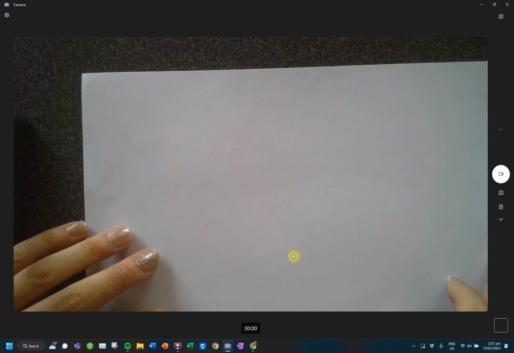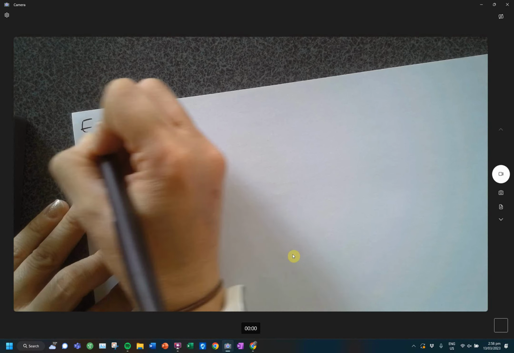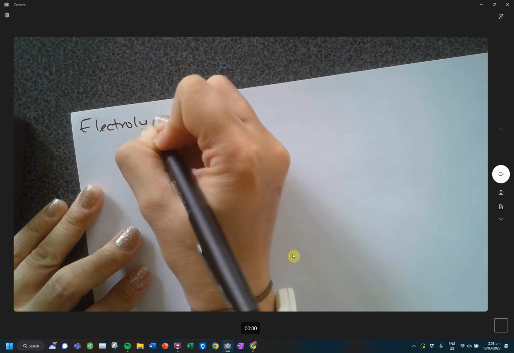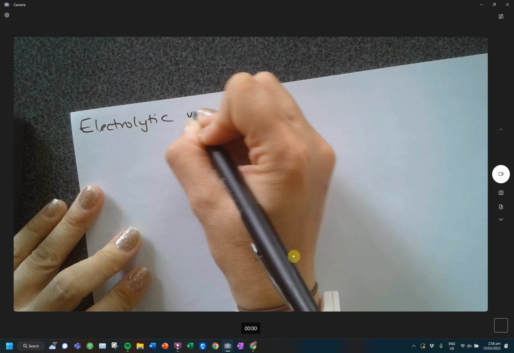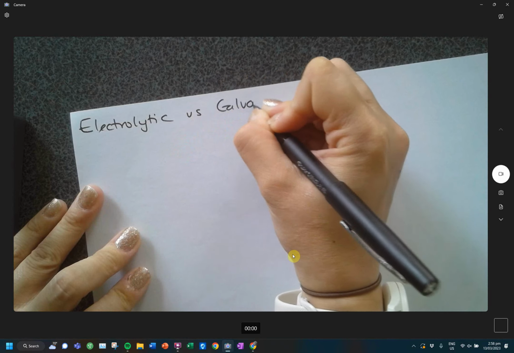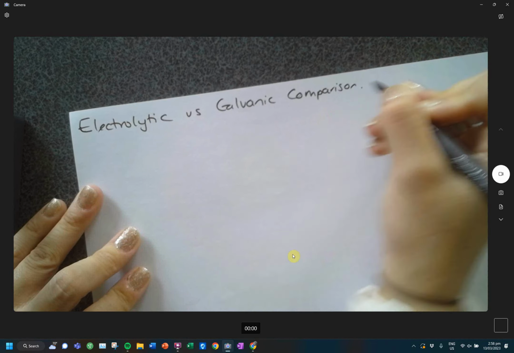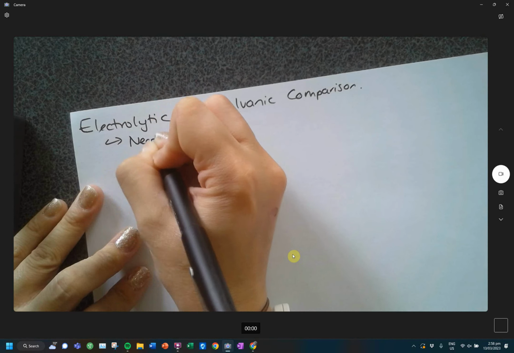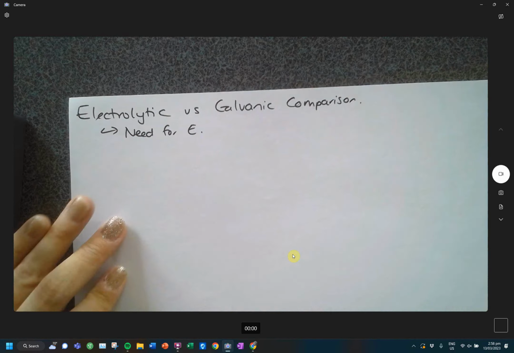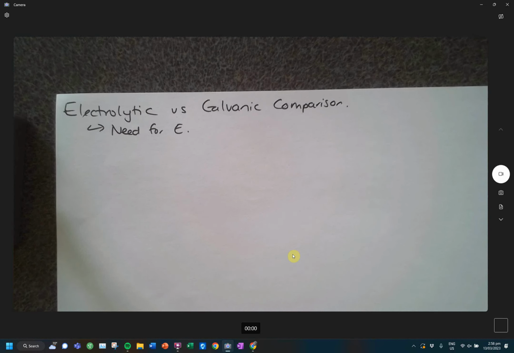Cool. All right. So what I just want to go through now is the comparison that you're going to need in order to get the excellence on this assessment. So we're talking about the electrolytic versus galvanic comparison. And this is what you need for E. If you're not aiming for excellence, then you don't have to worry about writing this comparison. You're fine to stop with the galvanic cell write-up, and then you're done.